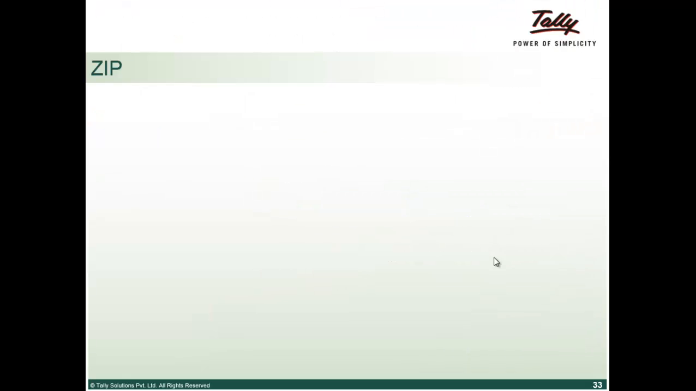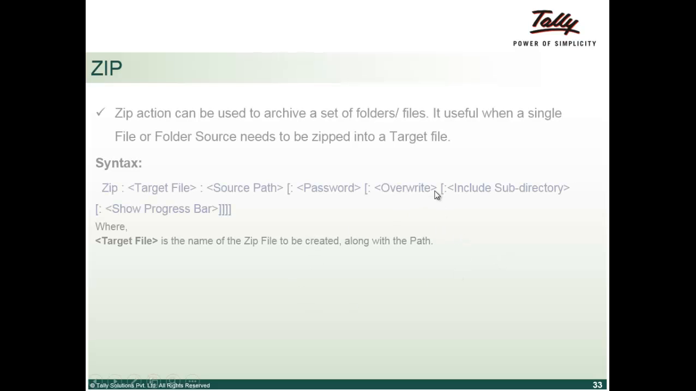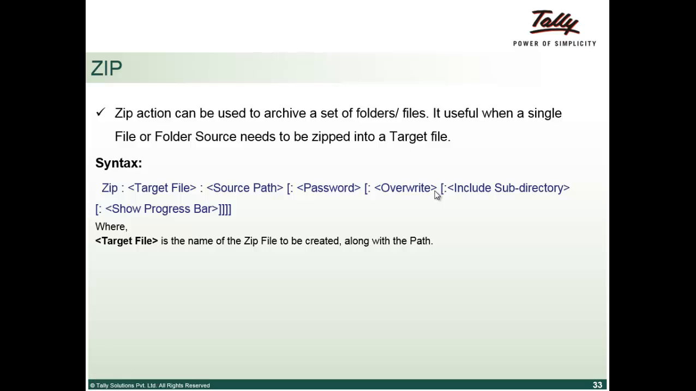So the next action is the zip action. So zip action can be used to archive a set of folders or files, and it is useful when a single folder or a file source needs to be zipped into a target file. So we know that a set of files or a file can be zipped into a zip file. So if you want to zip some files and upload it somewhere, or you want to zip some files for some other work, then you can do it through the TDL itself.